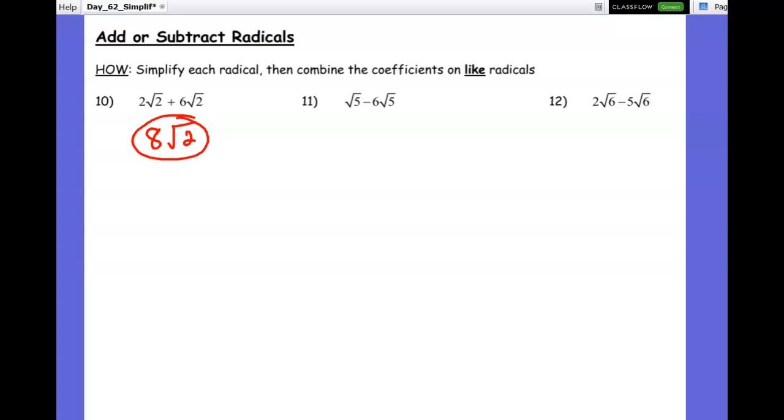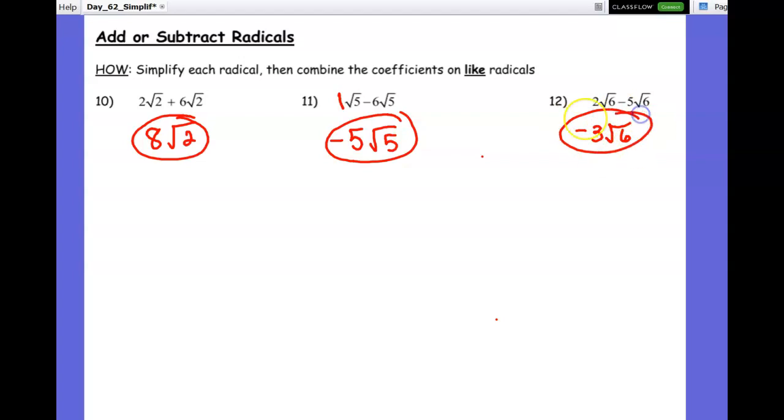Okay, if there isn't a coefficient there, it's just like with like terms, there's really a 1, and 1 minus 6 is negative 5. So this would be negative 5 radical 5. 2 minus 5 is a negative 3, so it's negative 3 radical 6.